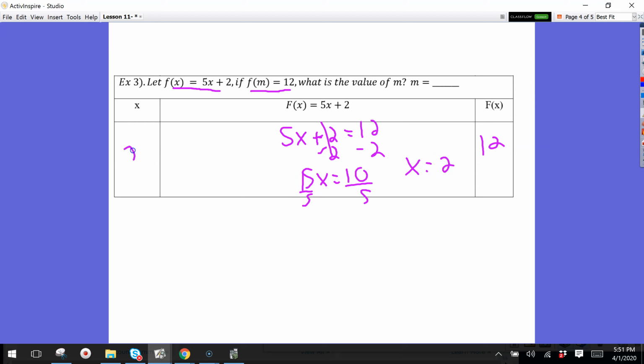And so that means if I plug in a 2, I'm going to get out a 12. Well, let's check. If I plug in a 2 here, I get 10 plus 2 gives me 12. So yes, the value of m is 2.